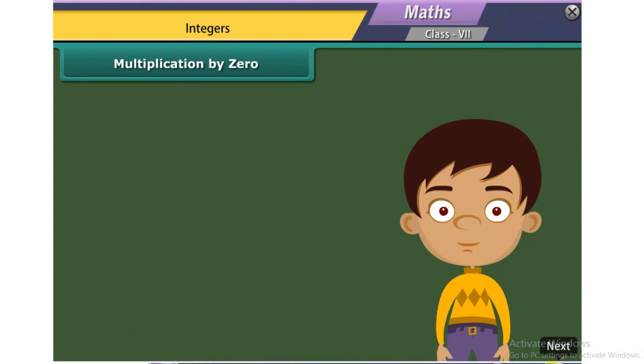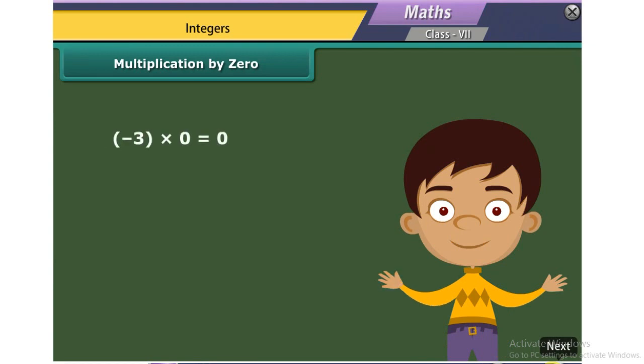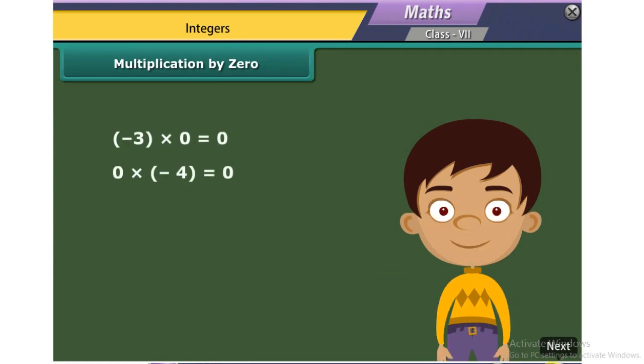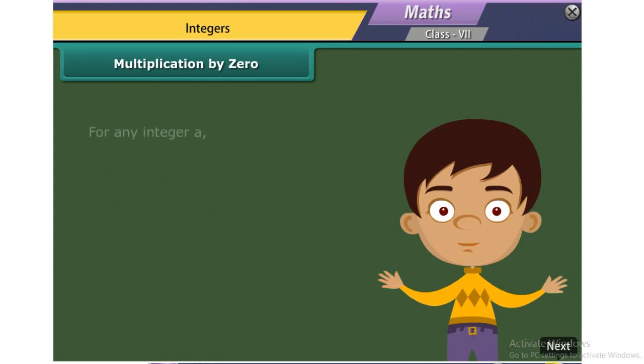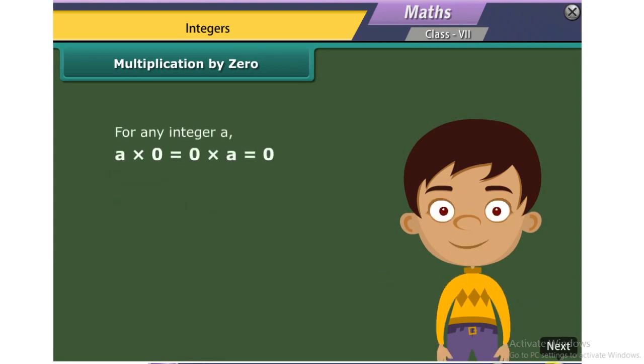Product of a negative integer and 0 is 0. For example, minus 3 into 0 equals 0. 0 into minus 4 equals 0. Minus 5 into 0 is equal to 0. 0 into minus 6 is equal to 0. In general, for any integer a, a into 0 is equal to 0 into a, which equals 0.